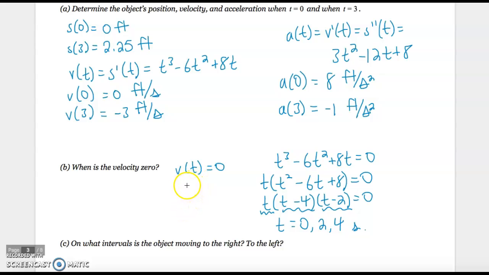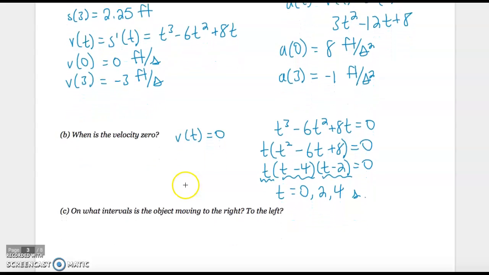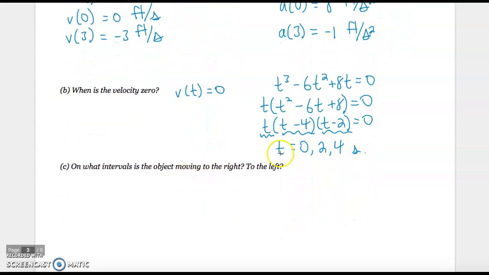And so now let's talk about on what intervals your object would be moving to the right and to the left. So we know the only time our object is stopped is at 0, 2, and 4 seconds. So we can go ahead and make a sign chart to keep track of our velocity in between these time periods. So here's 0 seconds, 2 seconds, and 4 seconds. And so we just have to figure out, I know my object was stopped at 0, and I know it stopped again at 2, but what was it doing in between 0 and 2 seconds? Was it moving to the right or was it moving to the left?